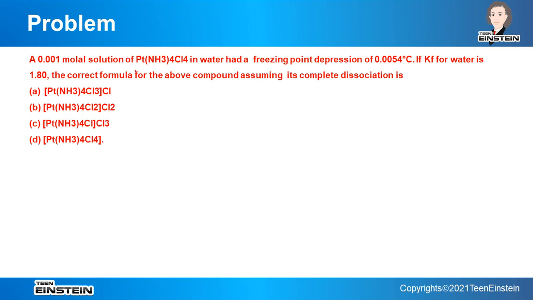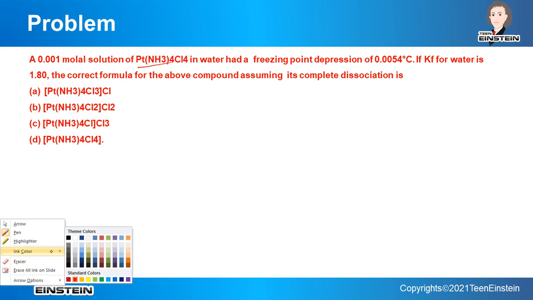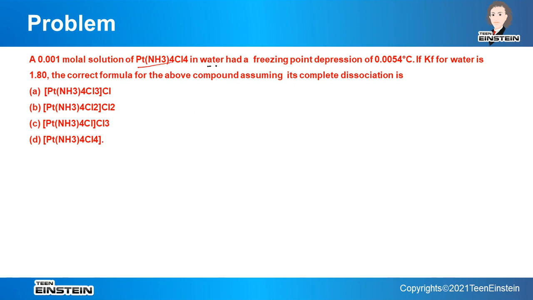A 0.001 molar solution of Pt(NH3)4Cl4, a complex molecule, in water had a freezing point depression of 0.0054 degrees centigrade. So here del TF value is given. Now Kf value for water as solvent is given as 1.8. We have to find out the correct formula for the above compound, and we have to assume that its dissociation is complete.